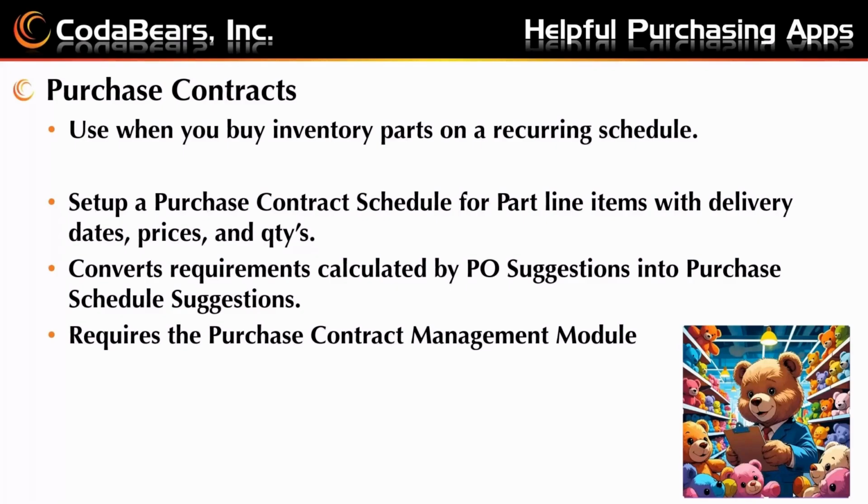That means you can set up your delivery schedule to repurchase material against the purchase order line with delivery dates, prices, and quantities. Then, when the PO suggestion process runs, it converts the PO suggestions into these purchase schedule suggestions. A purchase schedule suggestion will then go through an approval process to create the actual purchase schedules. And once it's approved, the related contract purchase order will automatically generate the line releases and add them to the schedule.